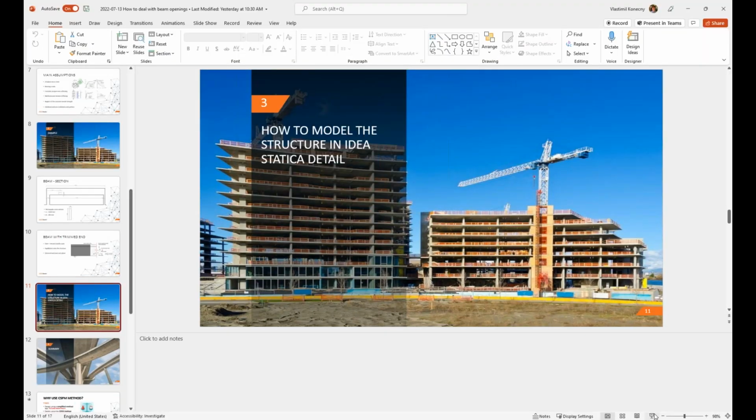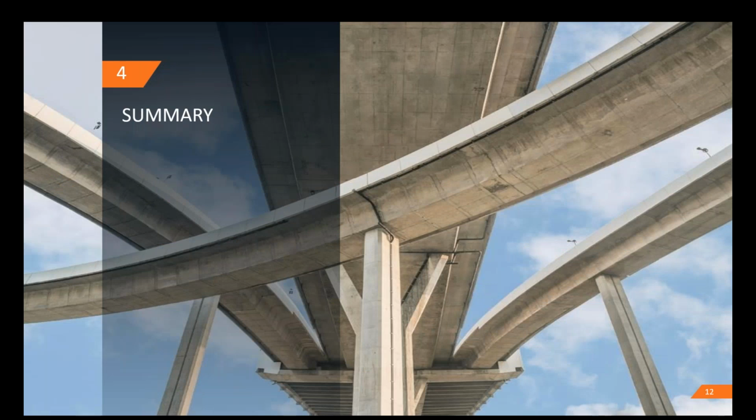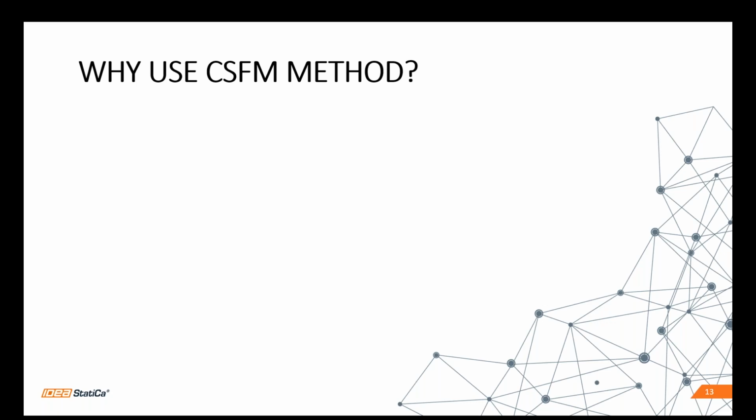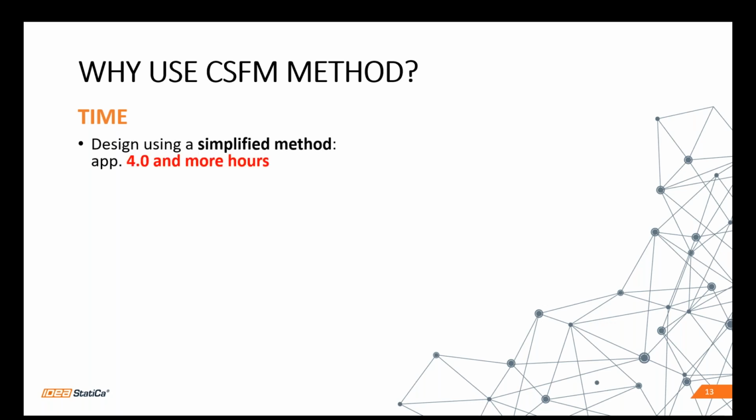So if I go back to the presentation, let me sum it up a little bit. So why use the CSFM method? Why is it, I don't want to say better, but quicker and probably much easier than using, for example, the strut and tie method? So the first and, let's say, most important reason to use the CSFM method is time saving. When you are using the simplified methods, it can take you approximately 4 or more hours to design and code check such a structure.